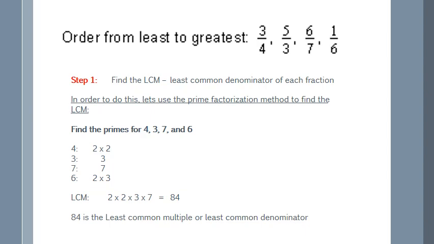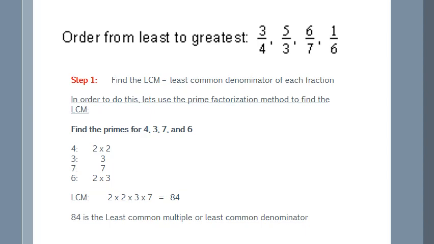To order these from least to greatest using the least common denominator method, the first step is to find the least common multiple of each one of these fractions' denominators. In other words, we find the least common denominator. Now you can use the prime factorization method that I taught you last week. If you're not familiar with that, please go back and look at my podcast. I did a couple of podcasts reviewing how to do that. We're going to list all of the denominators. So the denominators are 4, 3, 7, and 6.